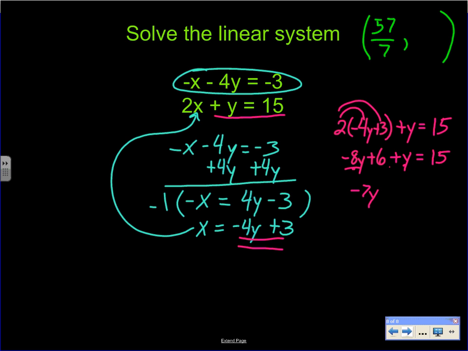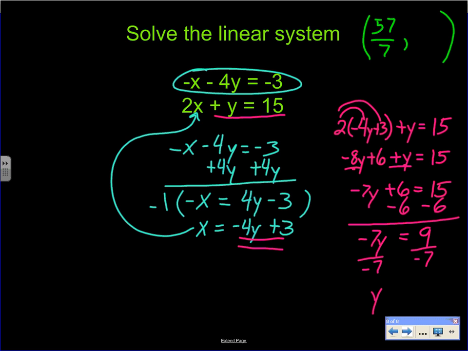So we've used this and this. So let's drop down our 6 and the 15. Trying to get y by itself. So we're going to subtract 6 from both sides. So 15 minus 6 will give us a 9. And go ahead and get y by itself. So y is equal to negative 9 over 7. And we go ahead and write that in up here.